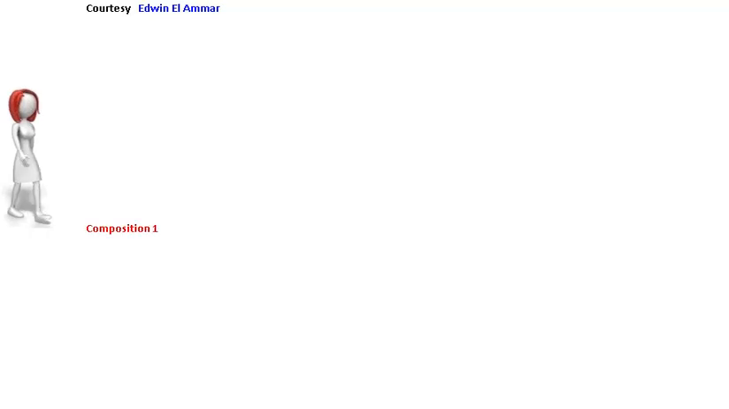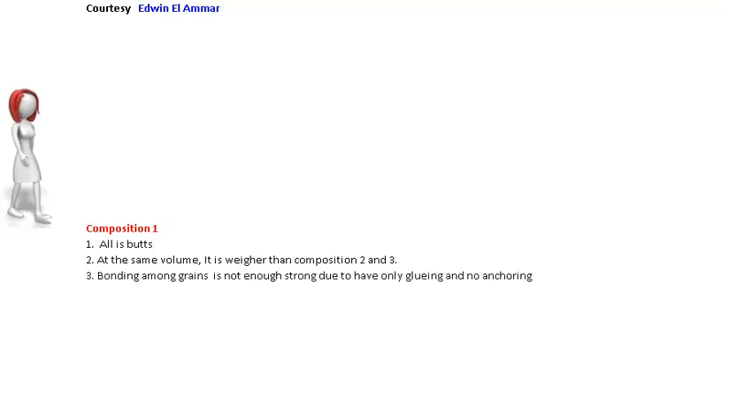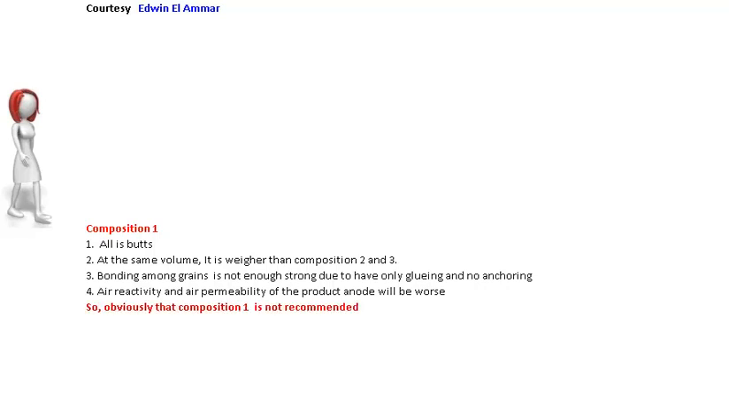Composition 1. 1. All is butts. 2. At the same volume, it is weightier than composition 2 and 3. 3. Bonding among grains is not strong enough due to having only gluing and no anchoring. 4. Their reactivity and air permeability of the product anode will be worse. So, obviously composition 1 is not recommended.